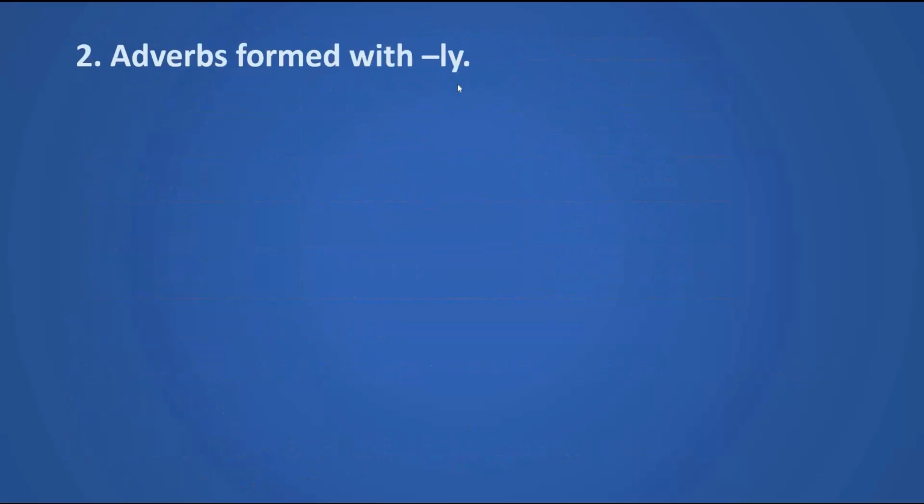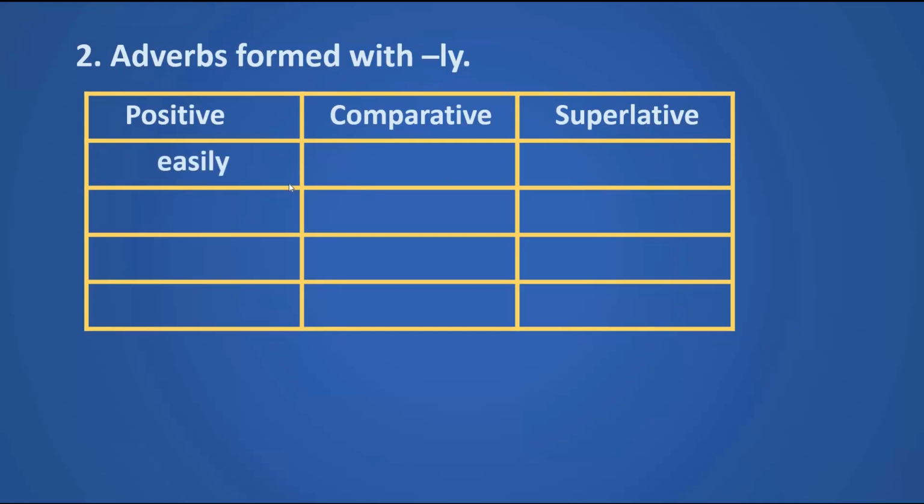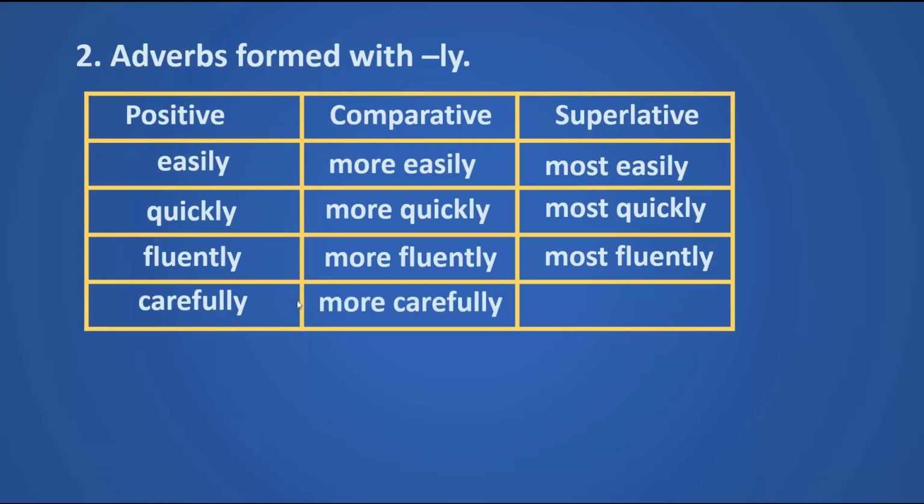Number 2, adverbs formed with ly. Let's look at the table. Positive, comparative, superlative. Easily, more easily, most easily. Quickly, more quickly, most quickly. Fluently, more fluently, most fluently. Carefully, more carefully, most carefully.